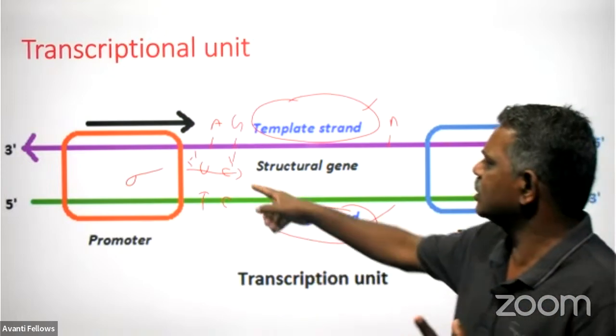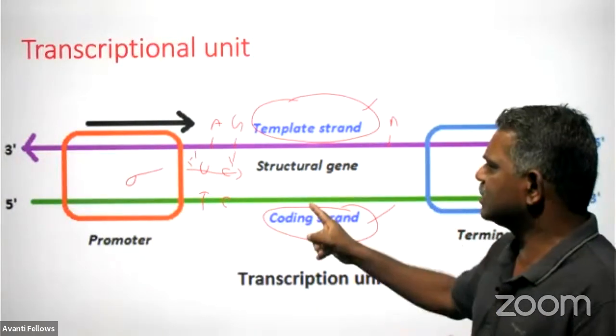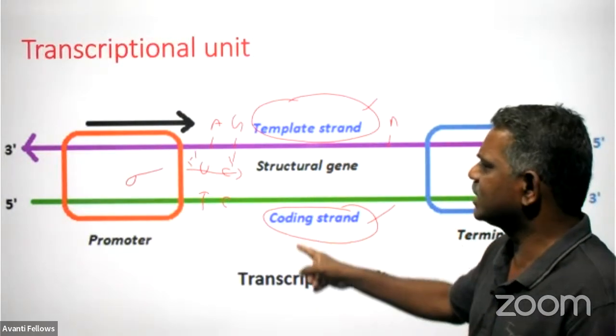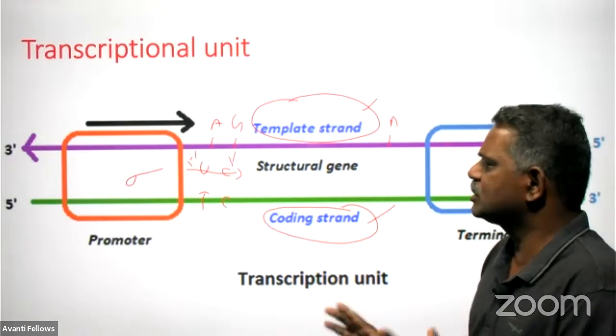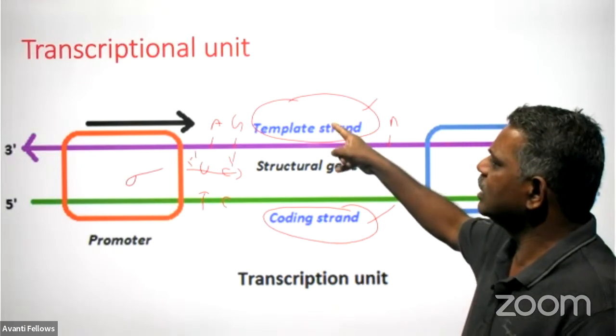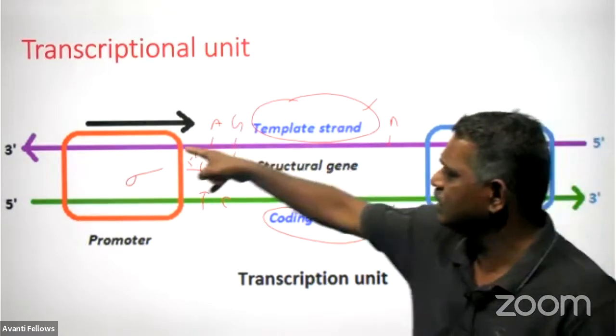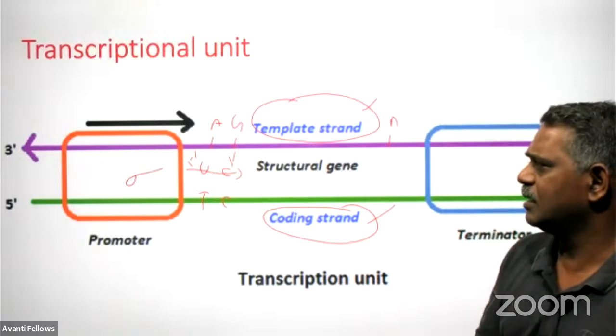And the chemical nature of the RNA produced in between the promoter and terminator is exactly like the coding strand, except what? The thymine. Instead of thymine, uracil will be there, because the template strand is working as a template. Here, the 3' 5' strand only.